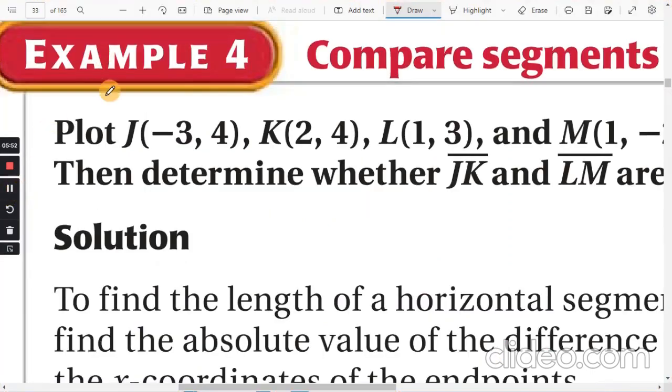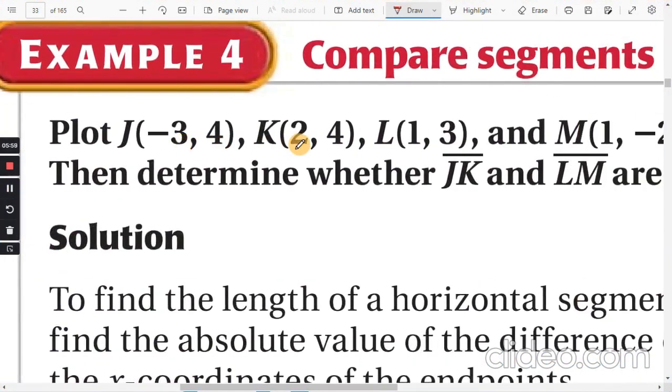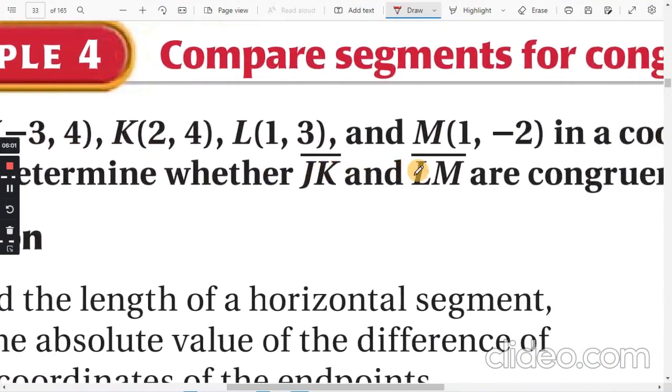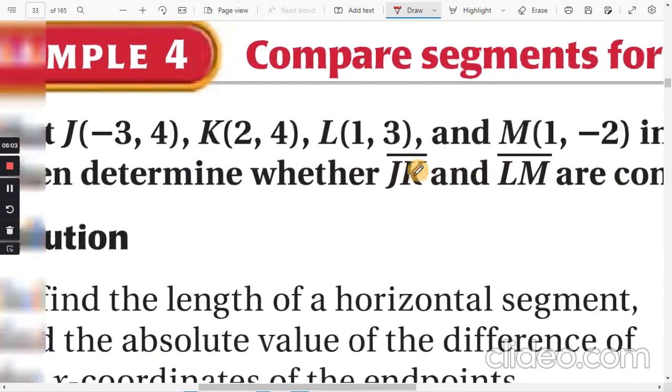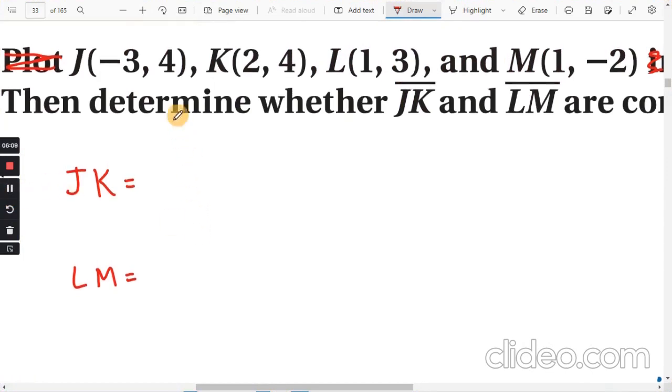Okay, example 4, it says, plot J, K, L, and M in a coordinate plane, then determine whether JK and LM are congruent. All right, let's not worry about the plot or graph for right now. I want you to please try to find JK, the length of JK, and the length of LM, and then tell me if they are congruent, please.